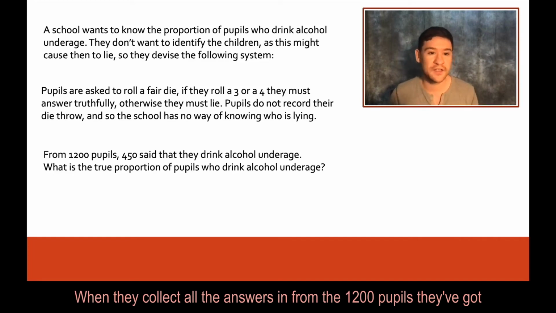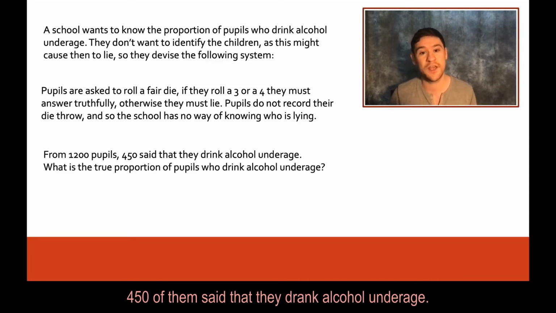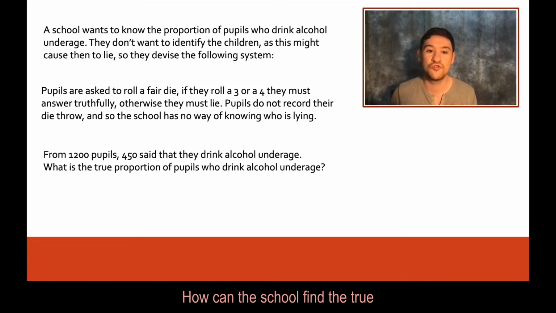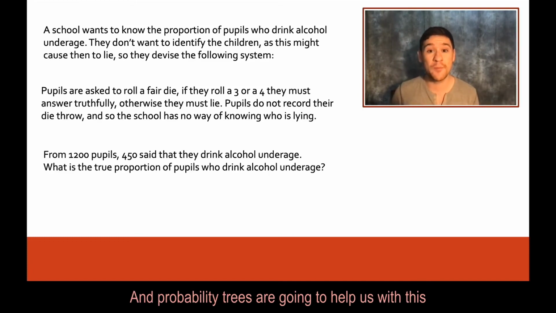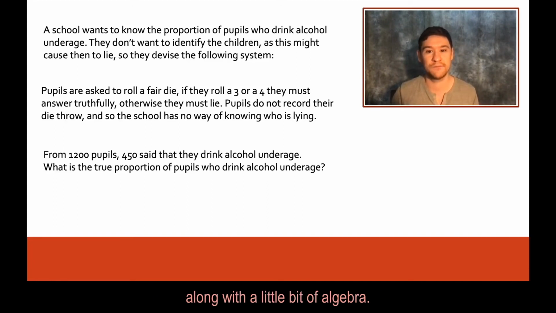When they collect all the answers in, from the 1,200 pupils they've got, 450 of them said that they drank alcohol underage. How can the school find the true proportion of pupils who drink underage? And probability trees are going to help us with this, along with a little bit of algebra.